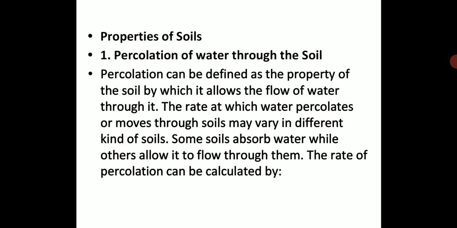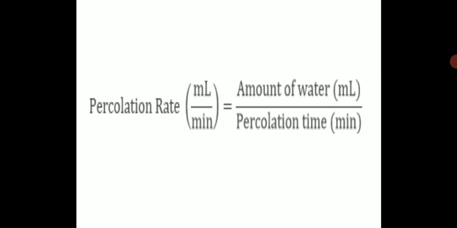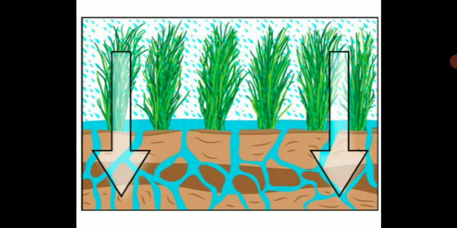I hope you have taken down this. So let us see how we can calculate the rate of percolation of water through the soil. It can be given by the formula: percolation rate in ml per minute is equal to amount of water in ml upon percolation time in minute. So this is the percolation rate, that is the amount of water in milliliters which can be allowed by the soil in a given percolation time, that is in minutes. Please take down this formula, children.